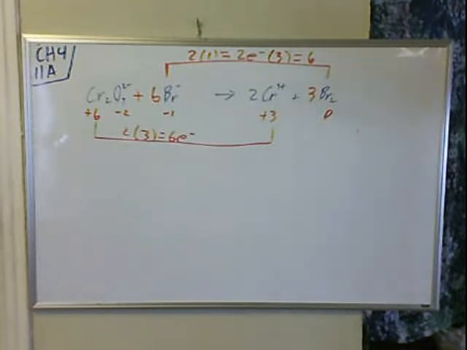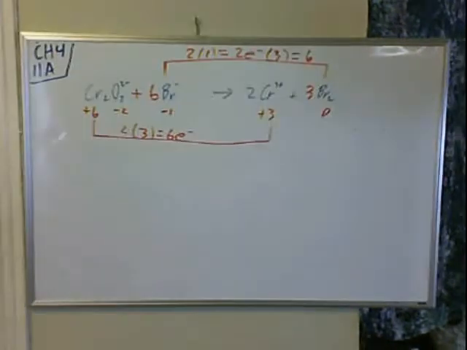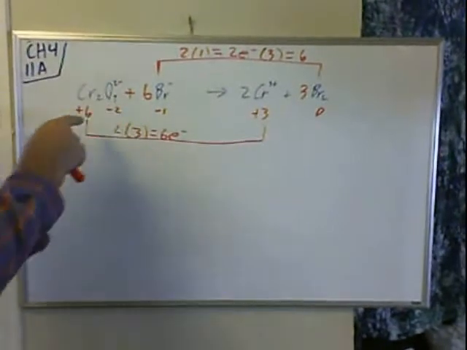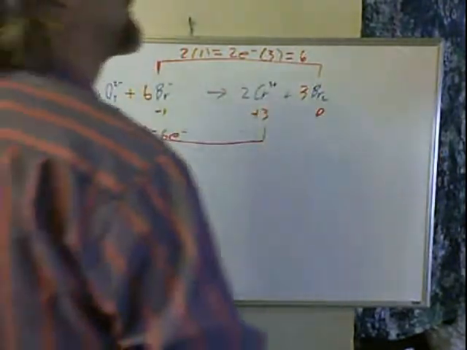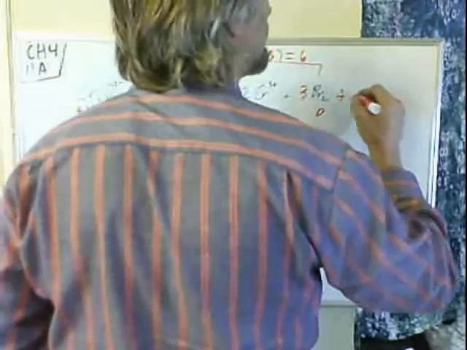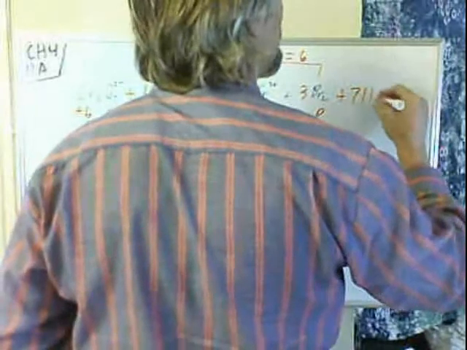What we need to do now is to balance the rest of the elements, which is oxygen. We need to balance the oxygen now. We have 7 oxygen on the reactant side. We need to get 7 on the product side. We're going to add 7 waters.